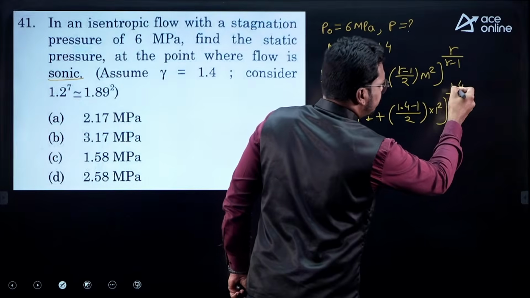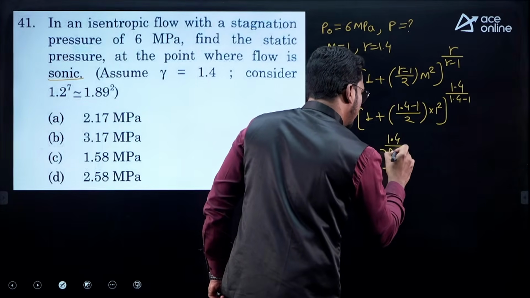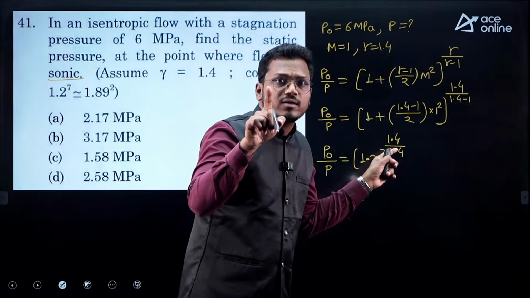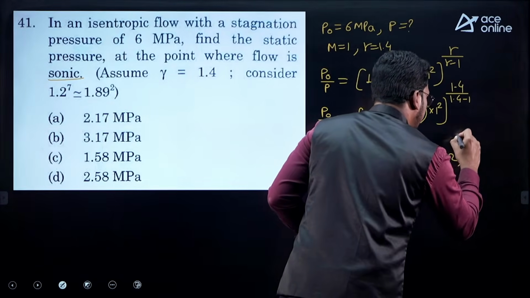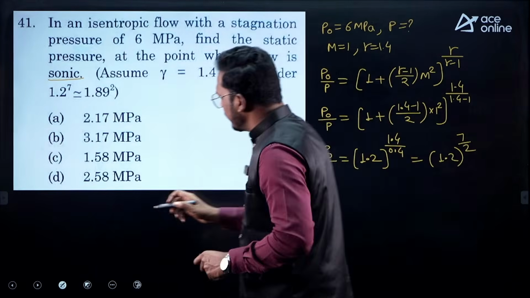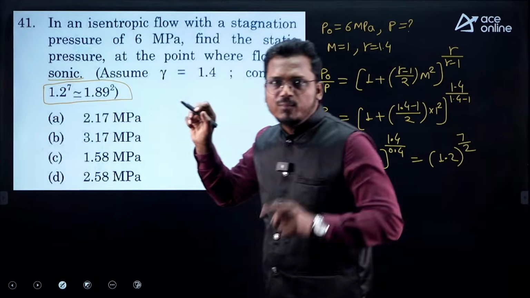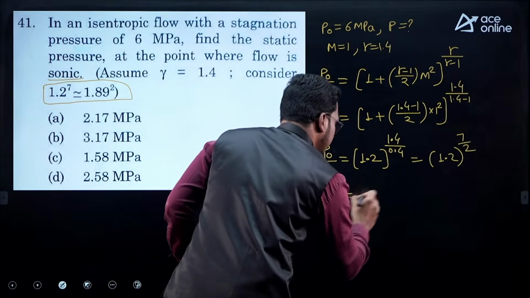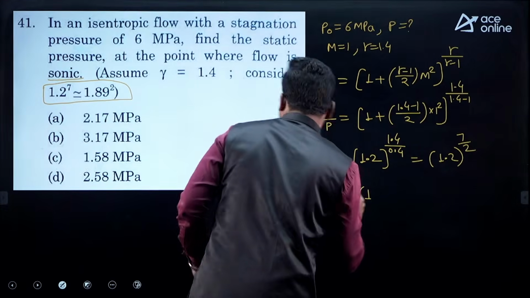Power 1.4 divided by 0.4. That is 14 by 4, which is 7 by 2. So it is 1.2 power 7 by 2. And in the question, the value of 1.2 power 7 is given. So P naught by P is equal to 1.2 power 7 by 2, which is how much? Let us replace this.